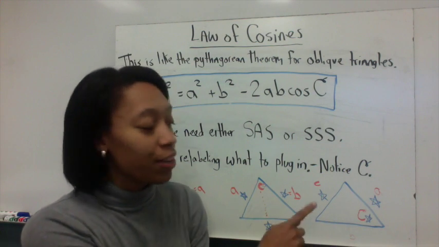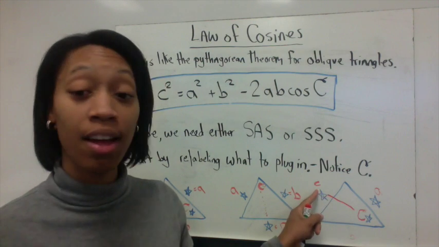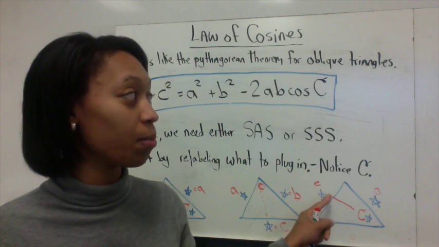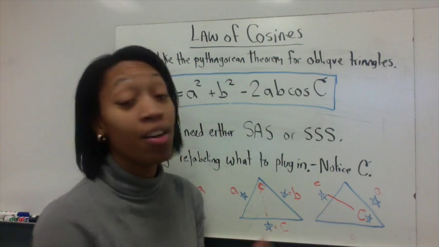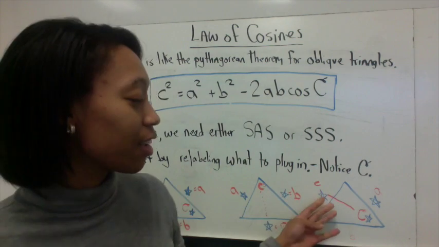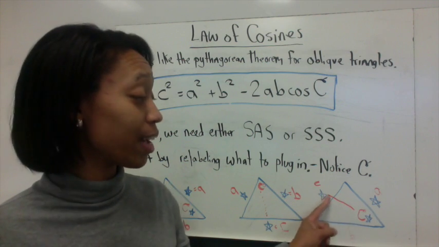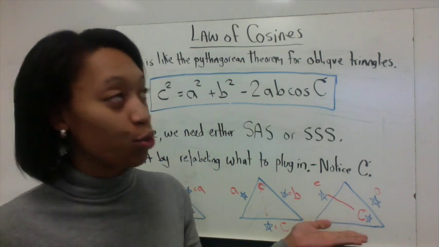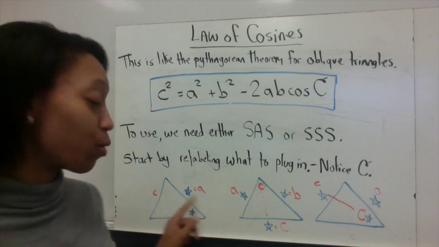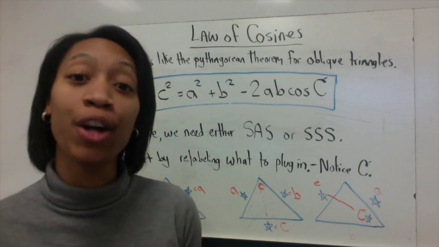But if it looks like this, where you already know the side and the angle that are opposite each other, then don't even bother with the law of cosines. If you have those, then you should use the law of sines. So this one is side, side, angle. With side, side, angle, you should use the law of sines instead. But with side, side, side, or side, angle, side, we are going to use the law of cosines.